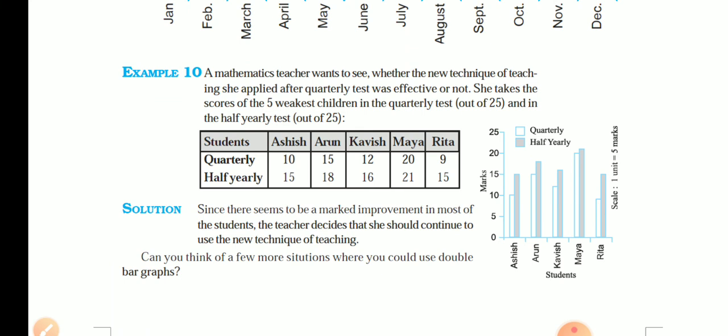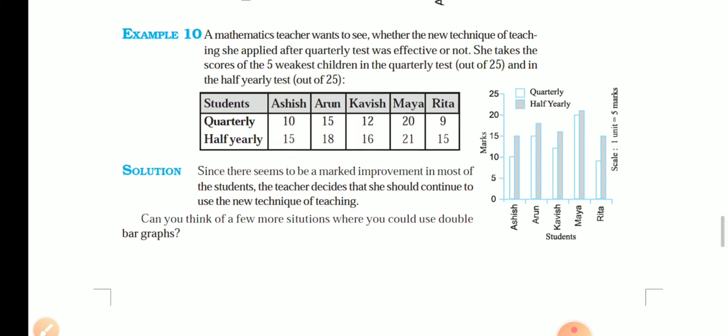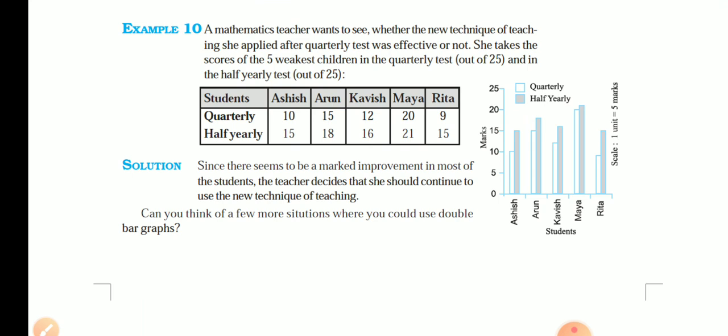Now I am taking the next example, example 10. A mathematics teacher wants to see whether the new technique of teaching she applied after the quarterly test was effective or not. She takes the scores of the weakest children in the quarterly test out of 25 and in the half yearly test out of 25. As you can see, the students are Ashish, Arun, Kavish, Maya and Rita. Quarterly marks and half yearly marks are there.